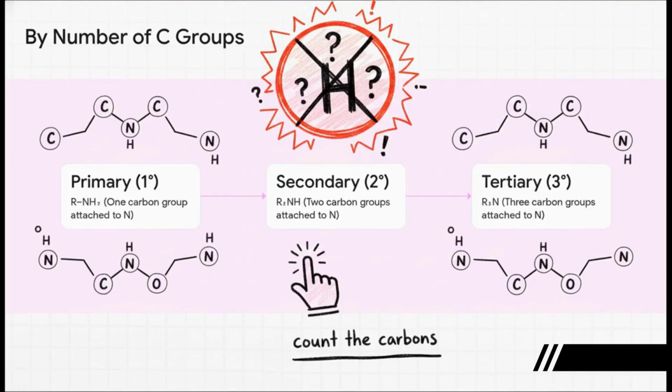Okay, the first method is super straightforward. You just count how many carbon groups are directly bonded to the nitrogen atom. If there's 1 carbon group, it's a primary amine. 2 carbon groups, it's secondary. And if there are 3, you got it, it's tertiary. Now listen up, because this is a massive exam trap. A lot of students make the mistake of counting the hydrogens. Don't do it. Your focus has to be only on the number of carbons attached directly to the nitrogen. Do not fall for that trap.